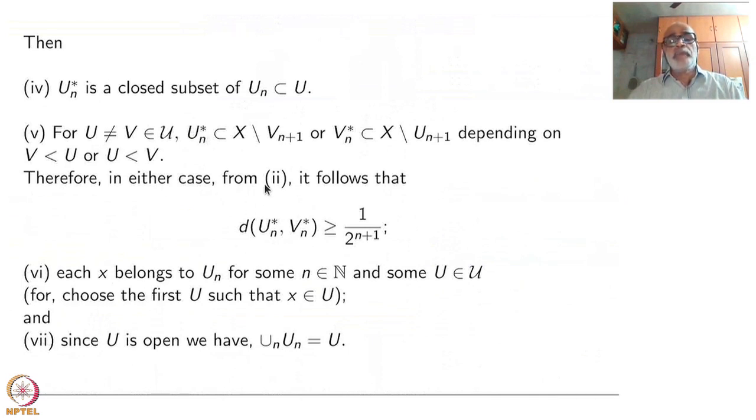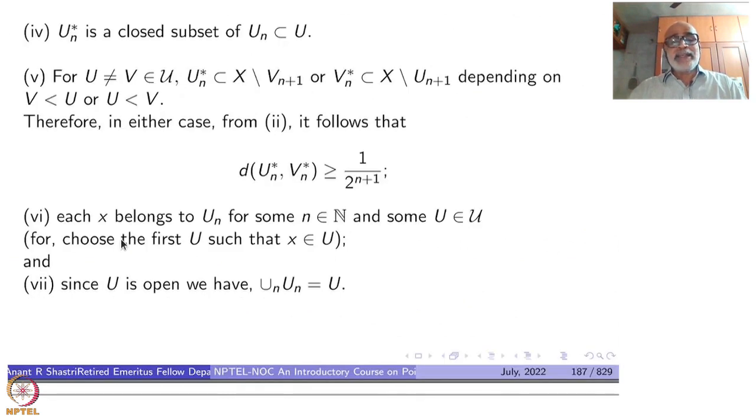So if you use property 2, this will be obvious. The next thing is, each x belongs to U_n for some n and some U. First of all, it belongs to some U because U is a cover. But once it belongs to some U, from the complement of U its distance will be positive. So there will be some 1 by n for which it will be bigger than that. So that is all you have to show. Then it will be inside U_n.